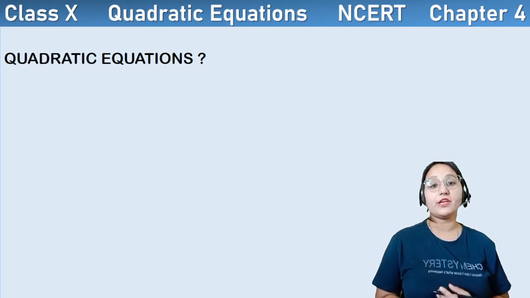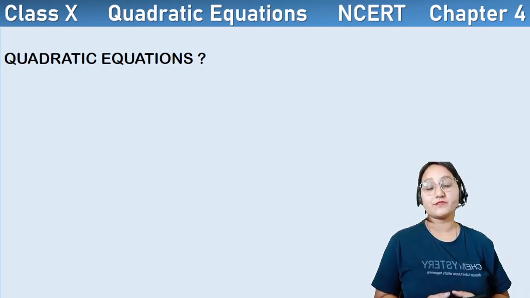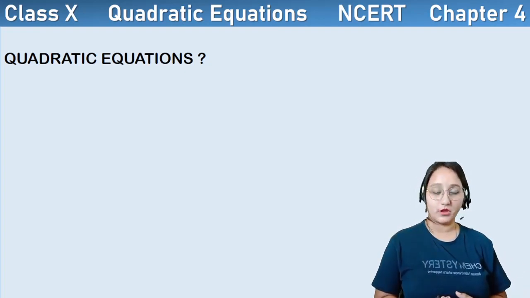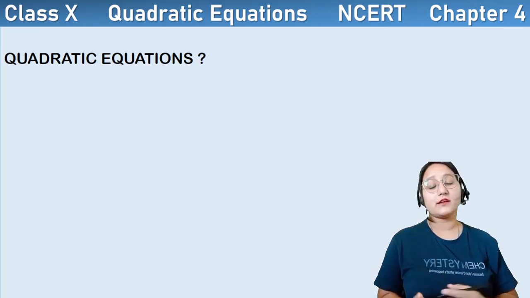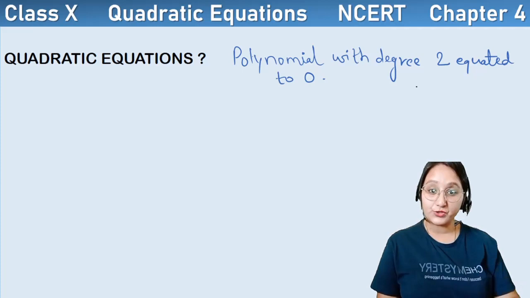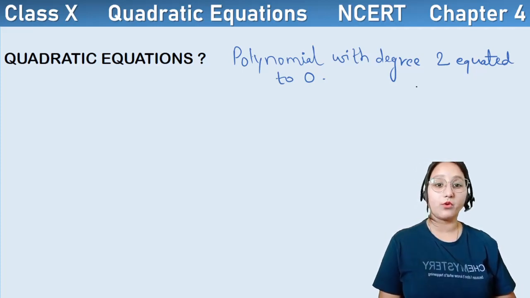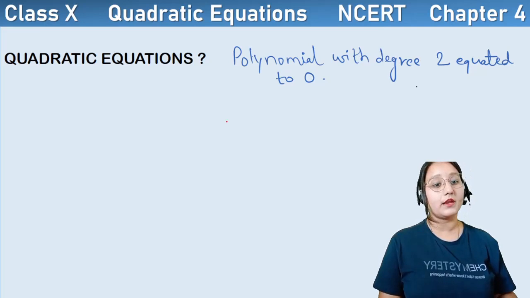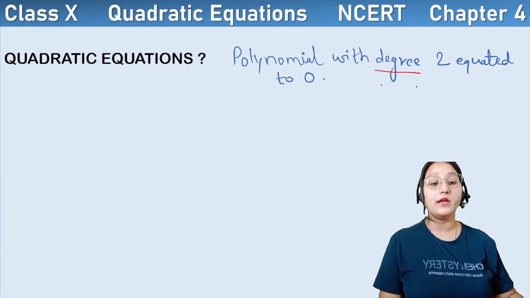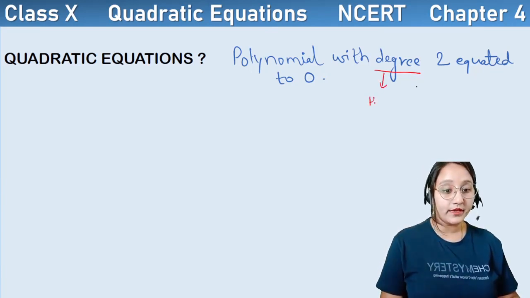The very first thing we need to understand before we start doing the questions is what are the equations that are called quadratic equations. To understand it in a very simple way, we can say that any polynomial with degree 2 that is equated to 0 can be called a quadratic equation. Now what is the meaning of degree? Degree of any polynomial means the highest power that the polynomial bears.